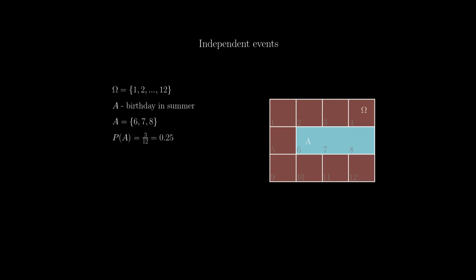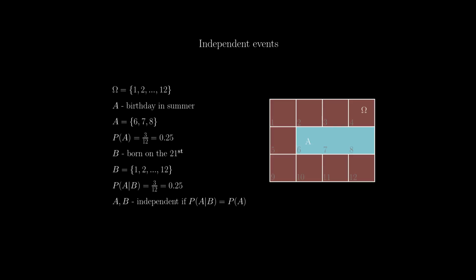Independent events. Of course, not all new information will be relevant. If, in that example, instead of being born on the 31st, the person was born on the 21st, this would tell us nothing about the month being in the summer or not, since any month has 21 days. Our probability thus remains unchanged at 0.25. These events are called independent. In fact, by definition, two events are independent if their conditional probability is equal to their probability.